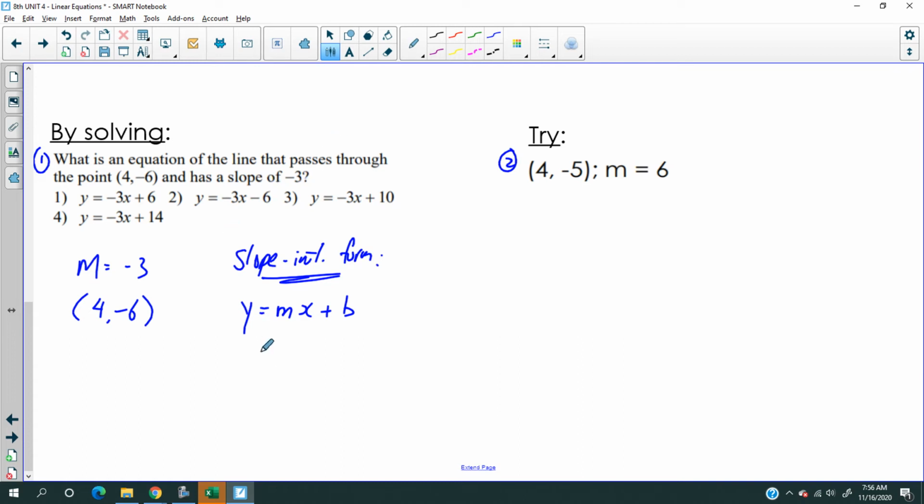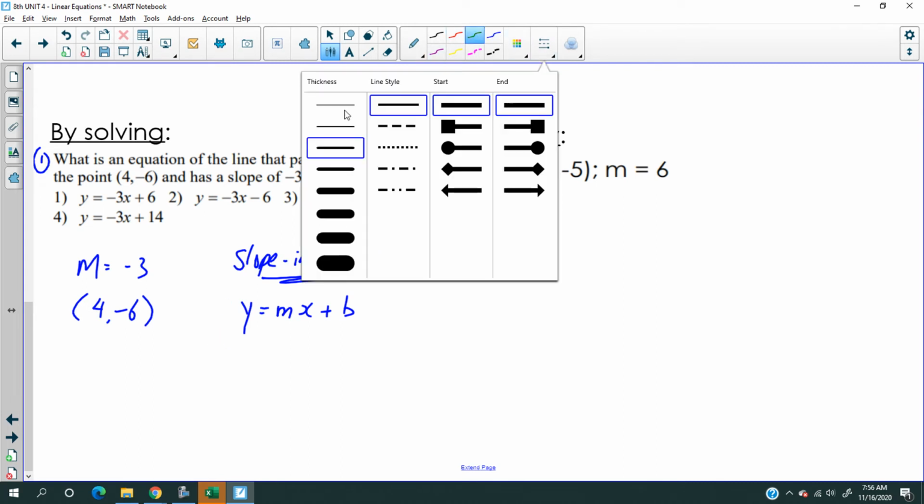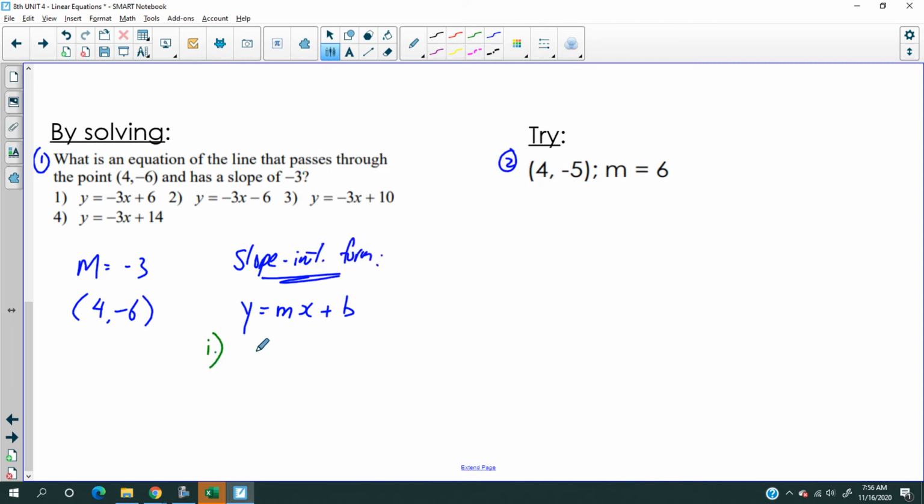So watch this. I'm going to take different steps. So step 1. All I have to do is substitute. So I'm going to just take the letter m, and I'm going to substitute that with a -3. And I'm just going to rewrite the rest. That's all I'm doing. I'm just substituting this. So this is taken care of.